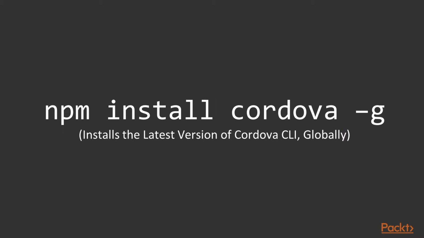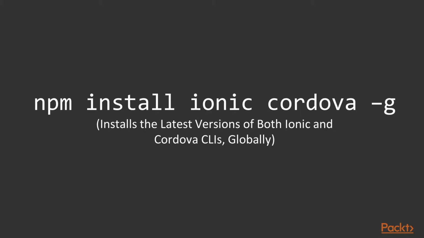Similarly, you can execute the command npm install cordova -g to install the Cordova CLI. Since we'll be installing both Ionic and Cordova, we can use a single command to install both in one go. All we have to do is type in npm install ionic cordova -g. This command installs both Ionic and Cordova on your system globally. Let's go ahead and do that.